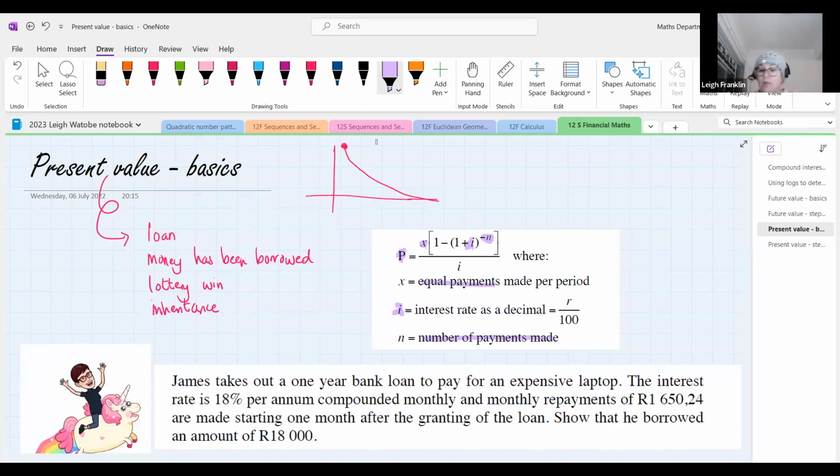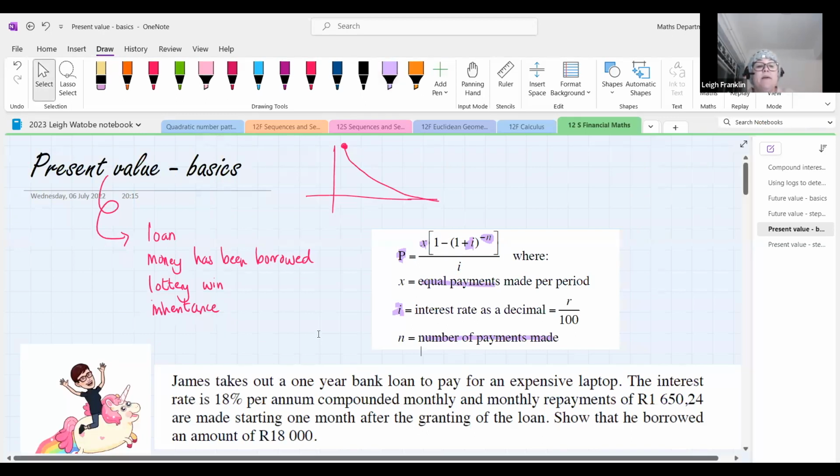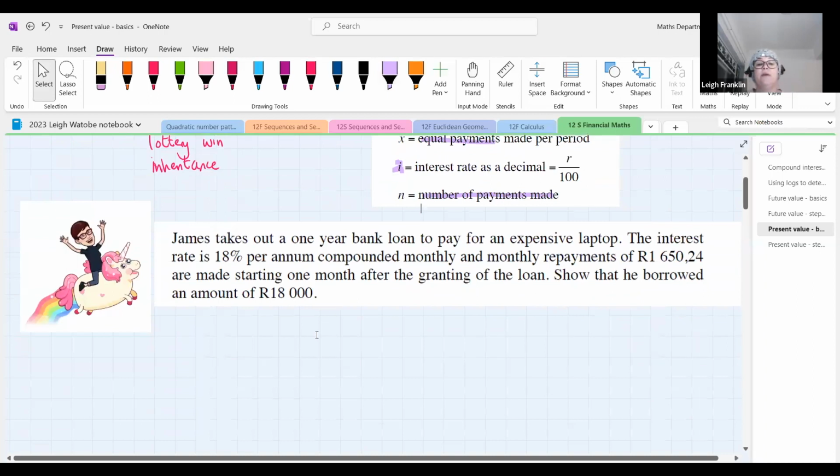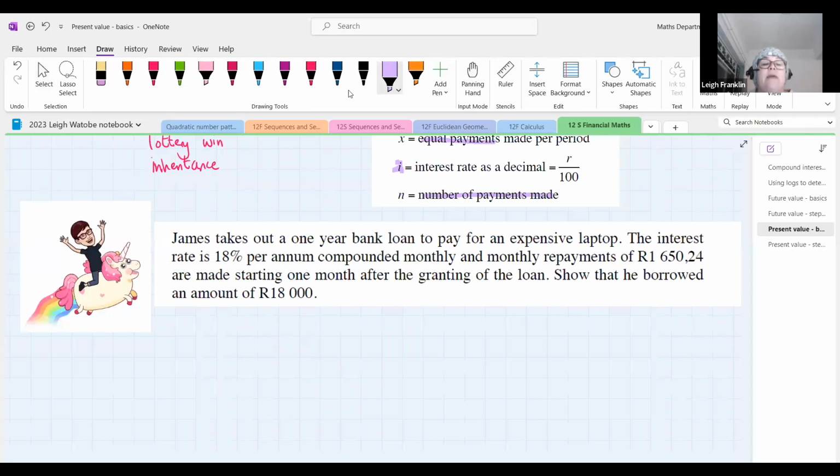Okay, so super basic. James takes out a 1 year loan to pay for an expensive laptop. The interest rate is 18% per annum compounded monthly, and monthly repayments of 1,650.24 are made 1 month after the granting of the loan. Show that he borrowed an amount of 18,000 rand.